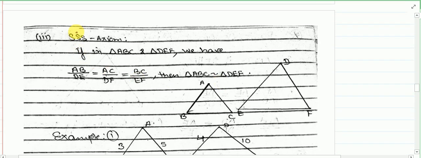Now third condition, when we can say that the given triangles are similar, that is side side side, means the corresponding sides must be proportional, okay. So if you have two triangles, triangle ABC and DEF, then we say that the given triangles are similar, okay, if the sides are proportional. So here triangle ABC and DEF. So if it happens that AB upon DE is equal to AC upon DF equal to BC upon EF, then we say that triangles are similar.